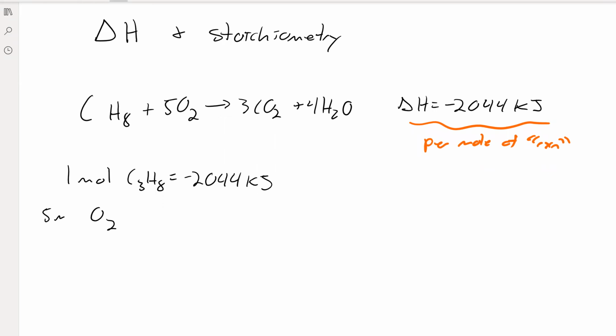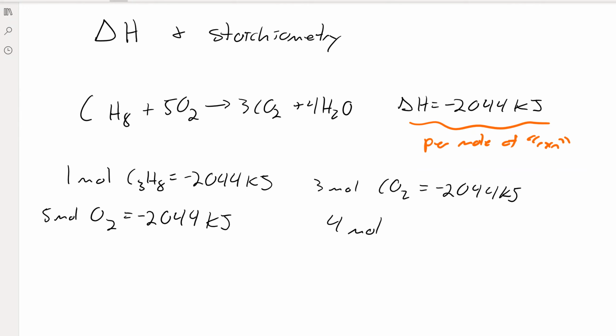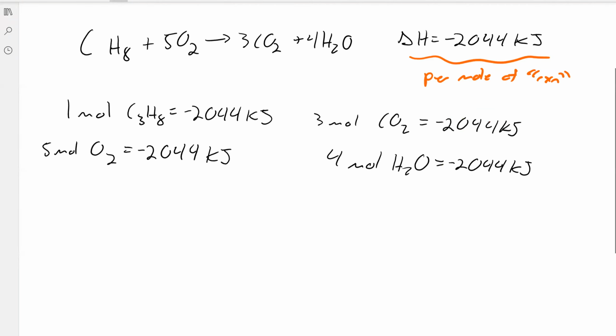5 moles of O2 is equal to negative 2044 kilojoules, right? Or we could write 3 moles of carbon dioxide, or we could write 4 moles of water. And again, because we're writing these as equalities, they're not true equalities. They are only true for this specific reaction. So let's see how we're going to use that.